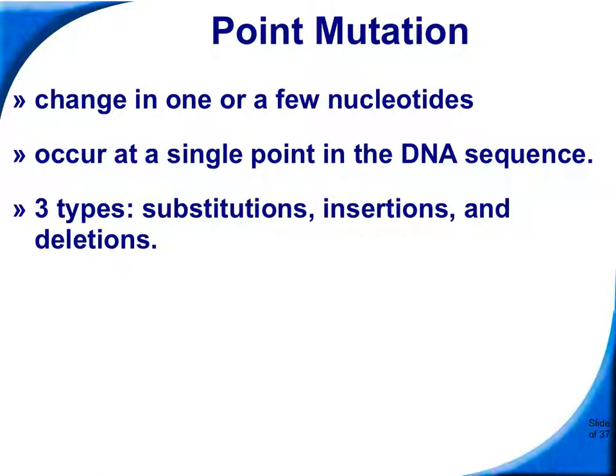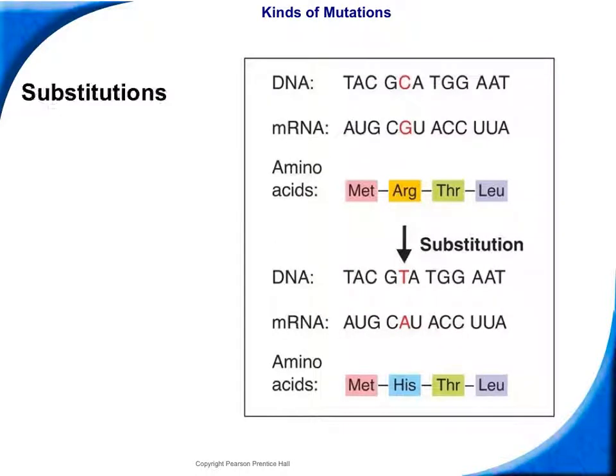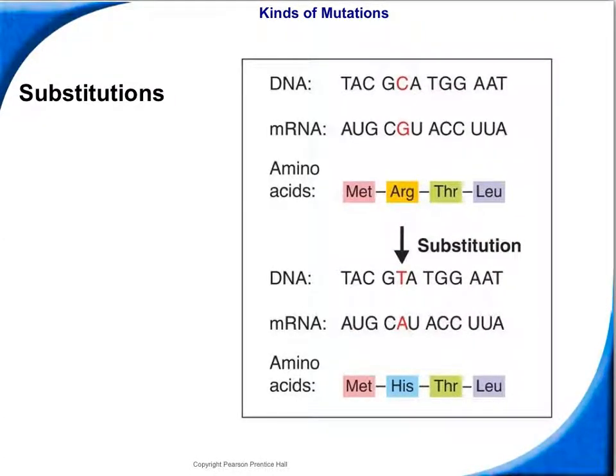So what we're going to look at now are the types of point mutations. In the next few pages we'll see what a substitution mutation looks like, an insertion mutation, and a deletion mutation. Okay, our first type of point mutation, we're going to look at substitution. So if you take a look at the picture, we begin with our DNA strand and our mRNA strand, and these are the amino acids that we would end up with.